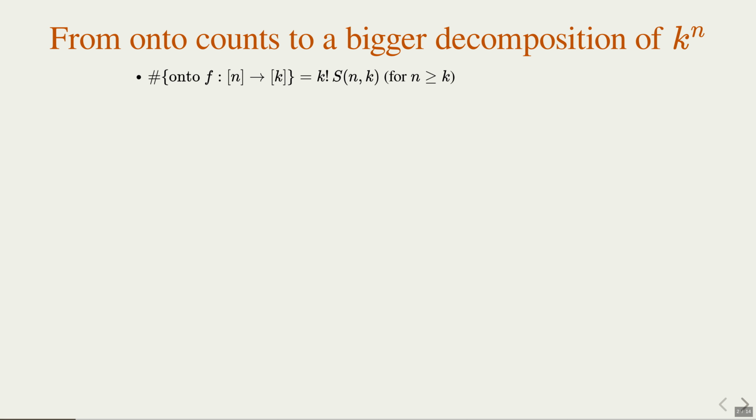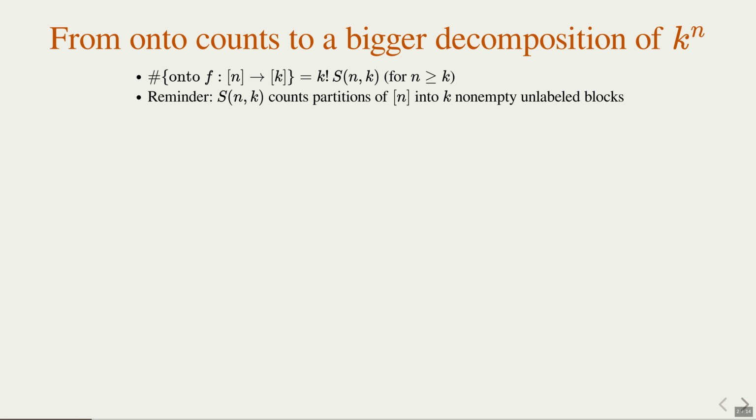The key fact to remember is the number of onto functions from n to a k element set is k factorial times S(n, k). And this only makes sense in the onto case when n is at least k, because you first partition the domain into k non-empty fibers, then label those fibers with the k outputs.